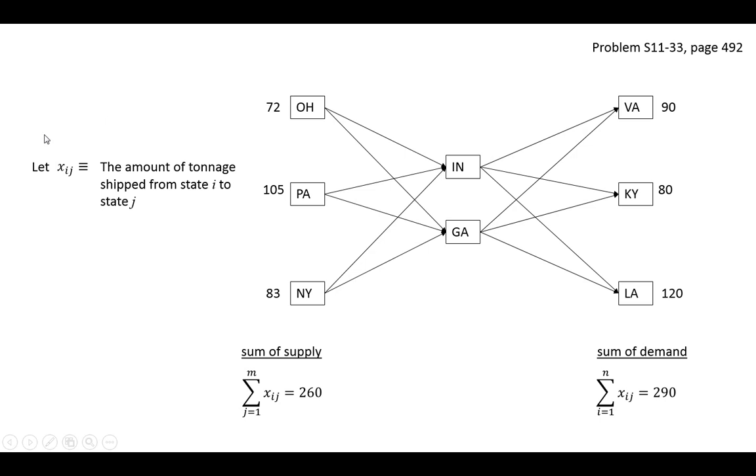We're going to go ahead and define Xij as the amount of tonnage that's shipped from state I to state J. And as you can see here, the summation of Xij for J equals 1 through M nodes is 260. And then the summation of Xij for I equals 1 through N is 290. We'll talk a little bit about what that notation means on the next slide.